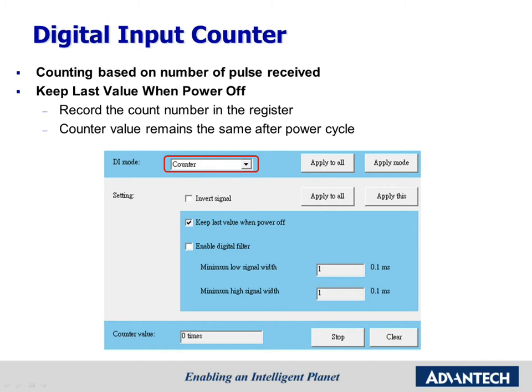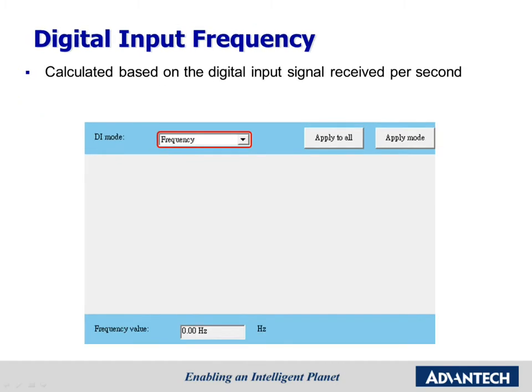To prevent a power outage from causing problems, we provide the keep last value when power off function. By enabling this setting in utility, the counter value will remain the same after a power cycle, which can help users keep the counter value when system power is shut down accidentally. If the user sets DI mode to frequency mode, the module's firmware will calculate how many pulses are received on the DI channel per second to get the frequency reading.